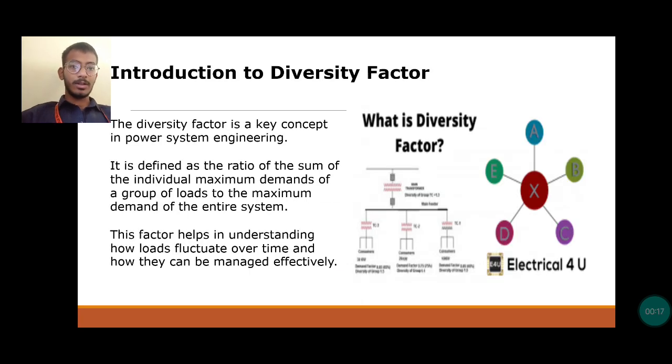Introduction to diversity factor. The diversity factor is a key concept in power system engineering. It is defined as the ratio of the sum of the individual maximum demands of a group of loads to the maximum demand of the entire system. This factor helps in understanding how loads fluctuate over time and how they can be managed effectively.